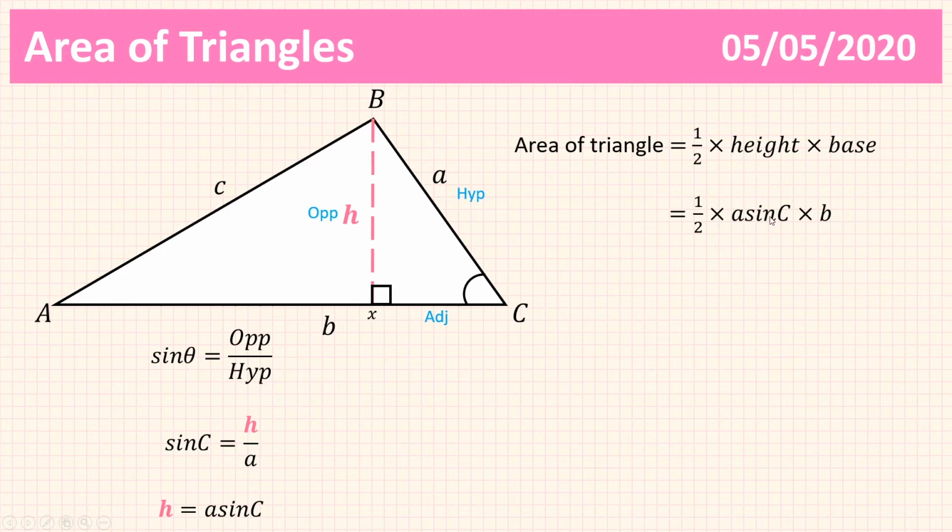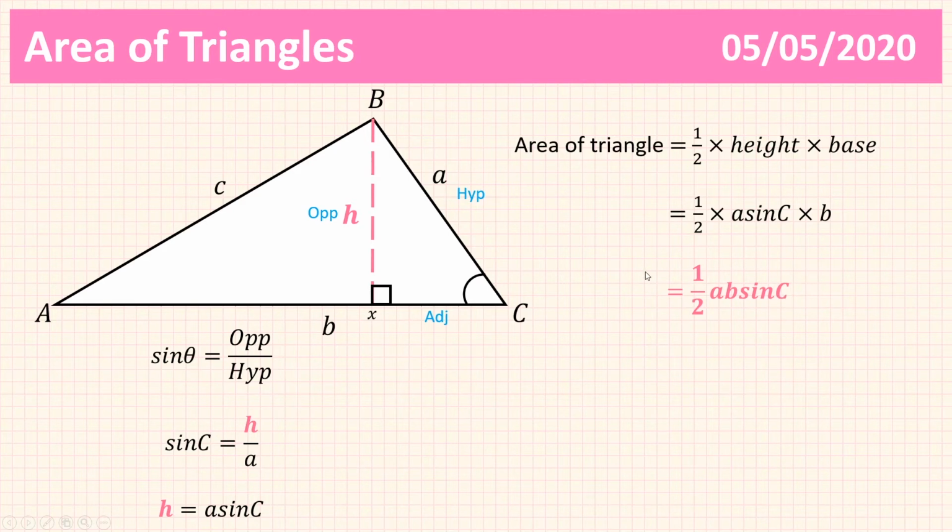And because we've got sine C, which is the same as a times sine C, sorry, we can rearrange this in any way because multiplication is commutative. So I'm going to rearrange it like this. So I've got a half times a times b times sine C. And the reason I've written it like this is because it's just easier to remember. A, B, C. Easy to remember. A half AB sine C.